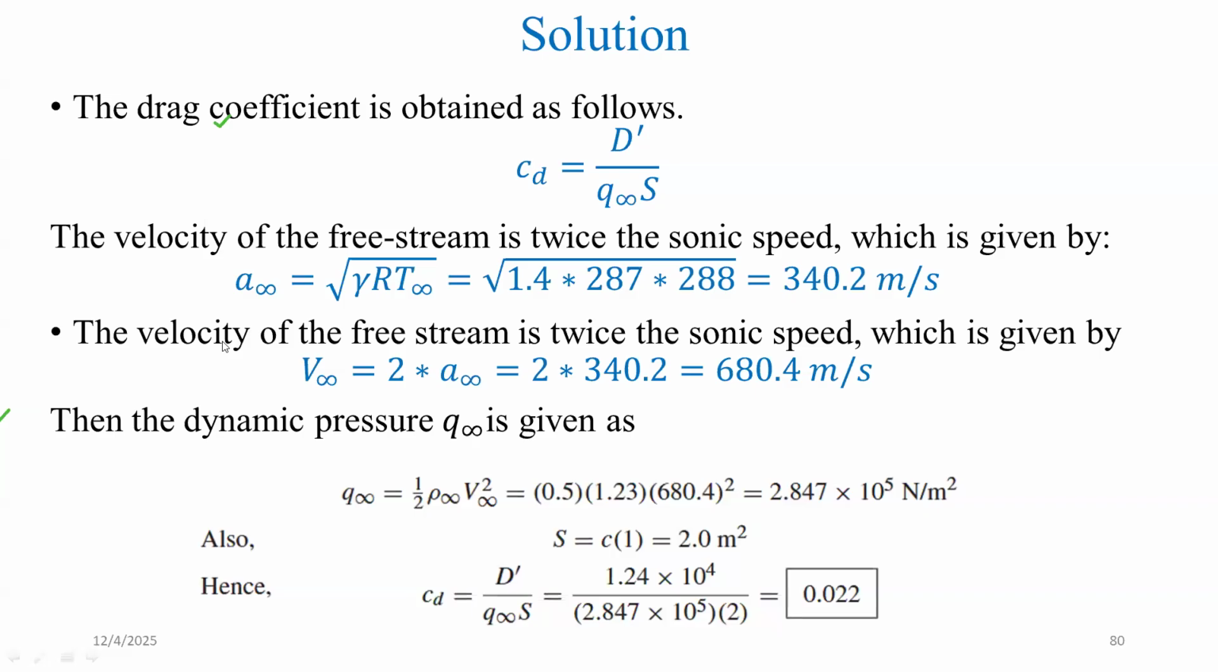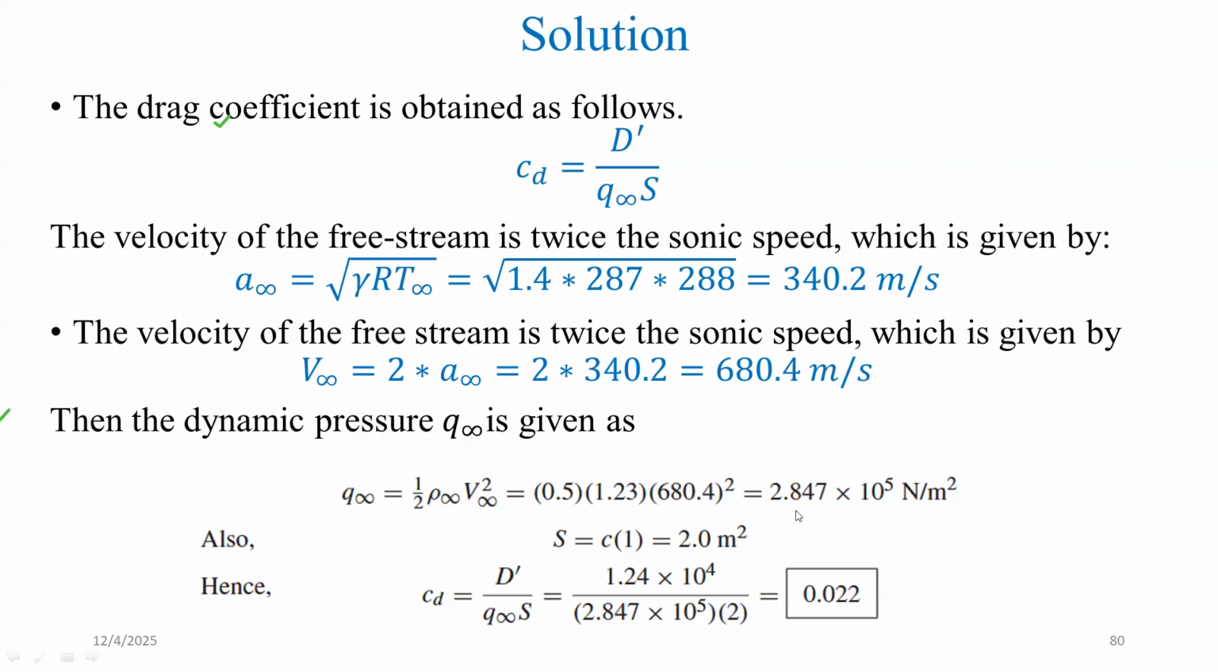Okay, so once we get the sound speed, we can calculate the velocity of the free stream. The free stream velocity is 2 times the sonic speed, so multiplying by 2 we get 680.4 meters per second. Then you can apply the dynamic pressure Q equals half rho V squared, and finally you get the dynamic pressure of 2.847 times 10 raised to 5 Newtons per meter squared.